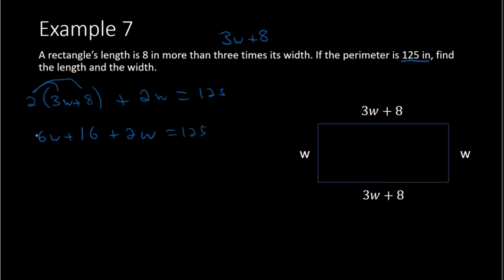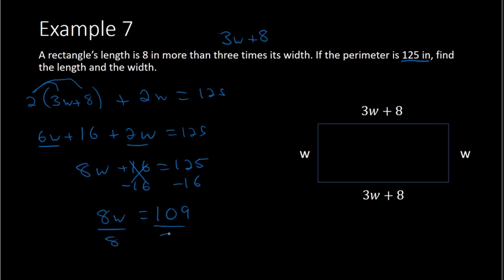So here's my equation, and I can simplify 6w plus 2w. That gives me 8w plus 16 equals 125. So to solve this, I can do reverse order of operations. So I get rid of the addition first by subtracting. I subtract 16. I have 8w on the left side, and on the right, 125 minus 16 would be 109. So then from here, I can get rid of the 8 by dividing both sides by 8.